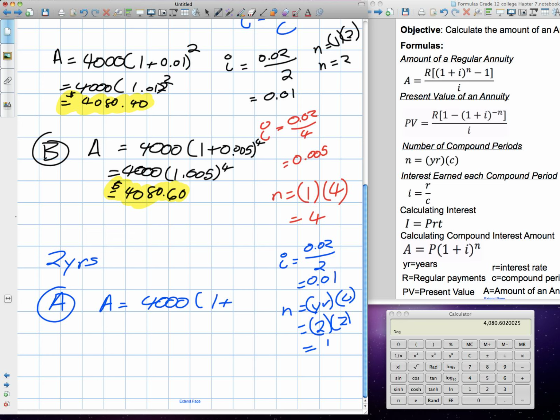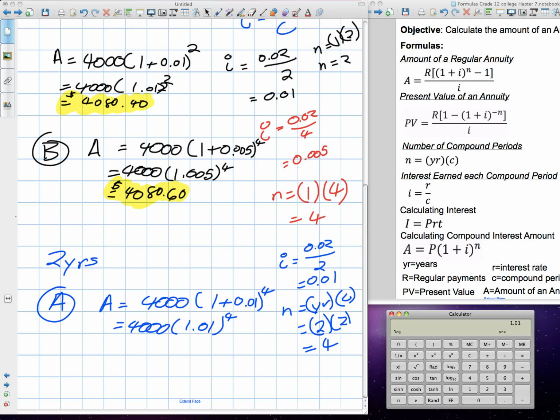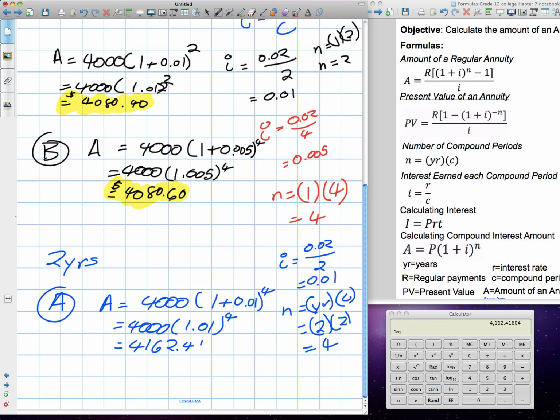1.01 to the power of 4. So it's compounding a little more often now. Okay? Before, if it was only compounding once a year, over 2 years it only compounds twice. Since we're compounding semi-annually, we're compounding 4 times over that timeline. So $4,000, 1.01, because we split the 2% into the 2 compounding periods a year, it happens 4 times. 1.01 to the power of 4 times 4,000. $4,162.41.